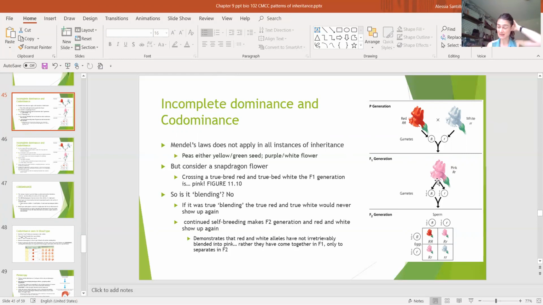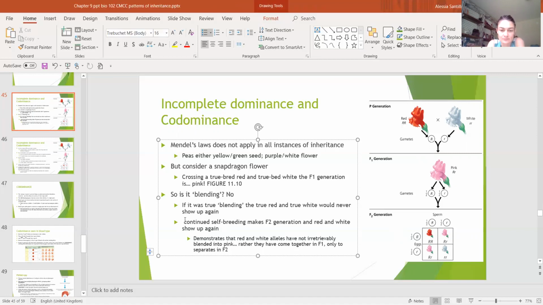So in this case, it's not like blending. If I have a big R, little r, which in this case is incomplete dominance, that's why it's not fully red. If I pair a pink flower with another pink flower, big R, little r, if I have two little r's, I can get my white again. And if I have two big R's, I can get my red again. Do you guys see that? If it was true blending, the true red and the true white would never show up again. But as you can see here, they do show up. So it demonstrates that the red and white alleles have not irretrievably blended into pink. Rather, they have come together in F1 only to separate again in F2.